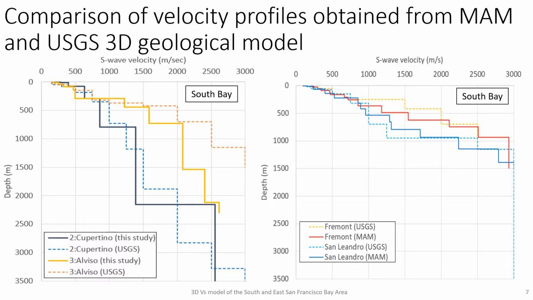This figure compares VS profiles obtained from this study with the 3D velocity model mainly based on geological information compiled by USGS. At the South Bay, depth to a layer with VS of 2000 meters per second was approximately 1900 meters and 500 meters at Cupertino and Alviso respectively. At the East Bay, depth to a layer with VS of 2000 meters per second were approximately 600 meters and 900 meters at Fremont and San Leandro, respectively. We can say that the VS profiles obtained from H over V and array measurement were reasonably consistent with the 3D velocity model based on geological information.